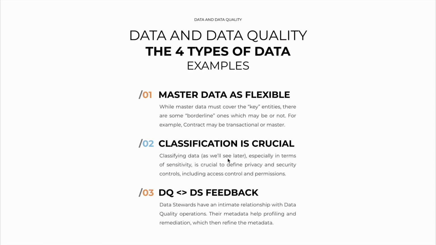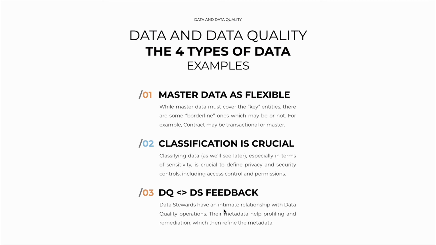Then, data classification is crucial. One of the most important tasks that data stewards perform is to classify data, especially in terms of sensitivity. This is crucial to define privacy and security controls, including access control and permissions. To give you an example, it's going to be very hard to know that you have to protect someone's first name or address in a different way than other characteristics which are not as identifiable if you don't even know which data have which classification. So labeling and classifying is crucial to properly protect sensitive information.